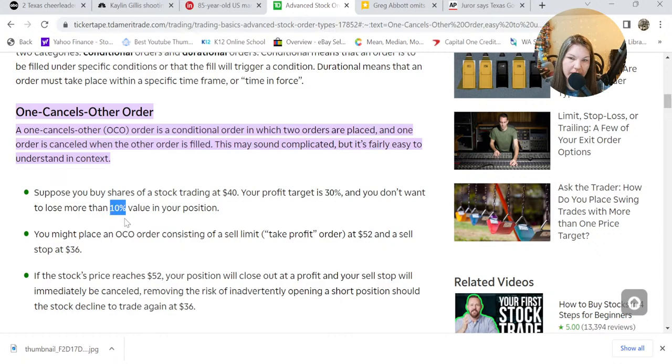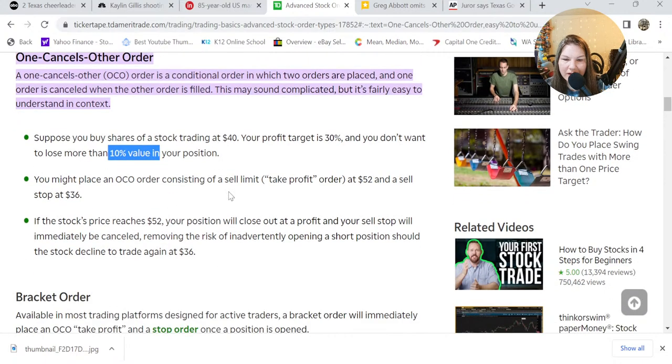And 10% is okay to lose, guys, because if you get 30% back on average, a couple losses only equal up to one win. You see that? If you keep your risk management where your profit target is 30% and your loss is only 10%, then if it goes up, guys, and you sell, you're going to get your target. And if it goes down, it's going to sell and you're not going to lose that much. It's risk management. You might place an OCO order consisting of a sell limit, so you take profit at 52 and a sell stop at 36.